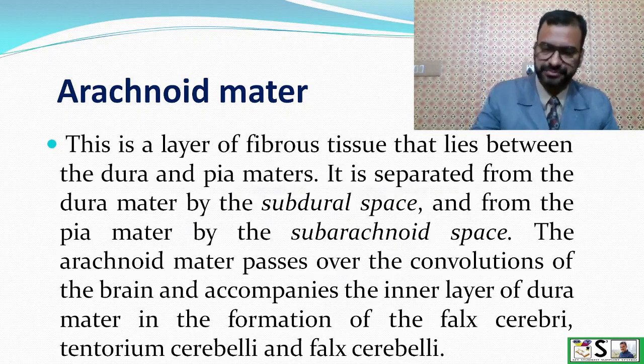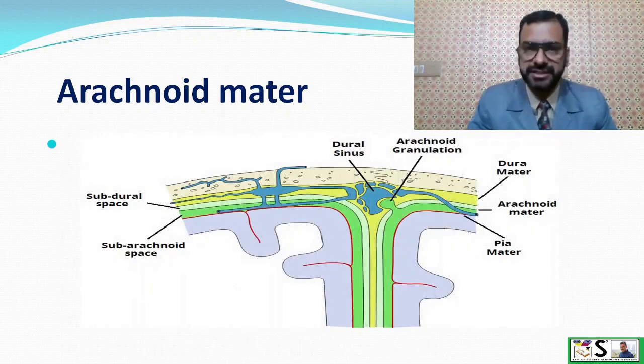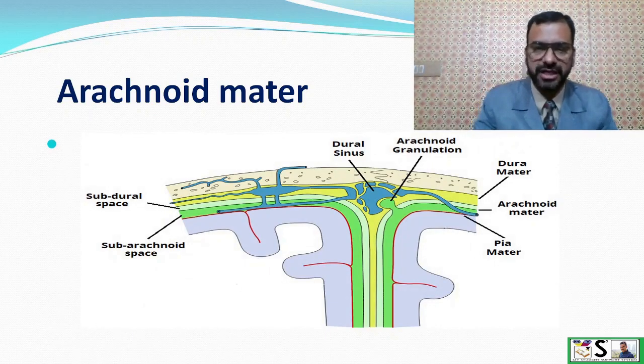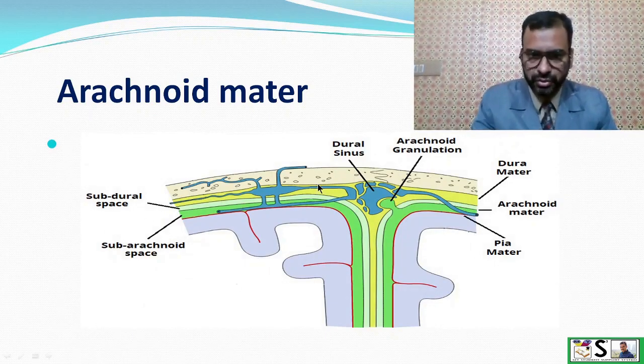falx cerebelli. We can understand this scenario with the help of this picture. So this is one layer of dura mater, and this is the second layer of dura mater, and this is the arachnoid mater, and the white space is subdural space, and this space is subarachnoid space.